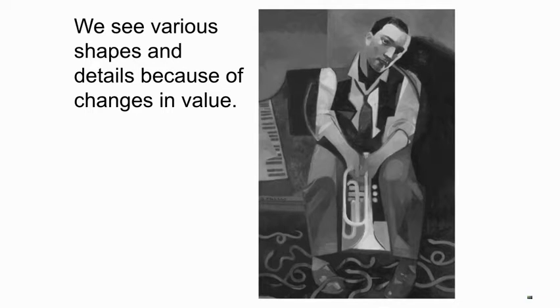Just a reminder that we see different shapes and details because of changes in value. Like we can see the trumpet in that man's hands. We can see that he has a shirt on and a tie. And we see the keyboard of the piano, and we see the snakes down on the ground. Not necessarily because of the colors, because in fact this representation of this painting is not in color. So we see those shapes differentiated one from another because of changes in value.